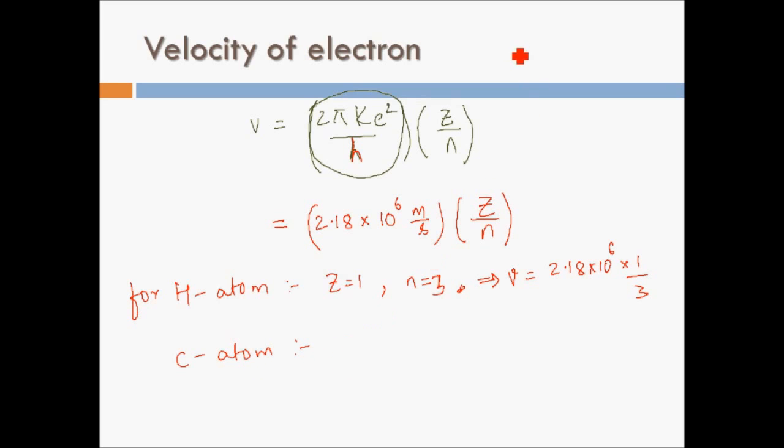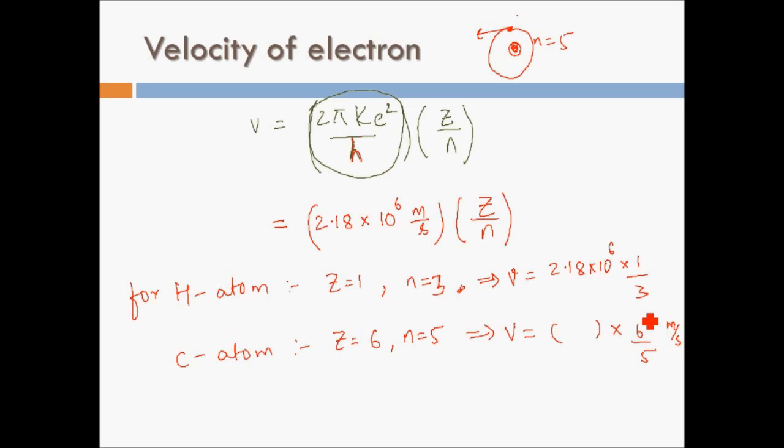So let's assume that for now this is the nucleus and the electron is revolving in orbit number 5. So here n is equal to 5. This means z for carbon atom is 6, and since we are talking about the electron in 5th orbit, velocity of electron comes out to be constant 2.18 into 10 to the power 6 multiplied with 6 divided by 5, and unit will be in SI, meter per second. So this is the velocity.